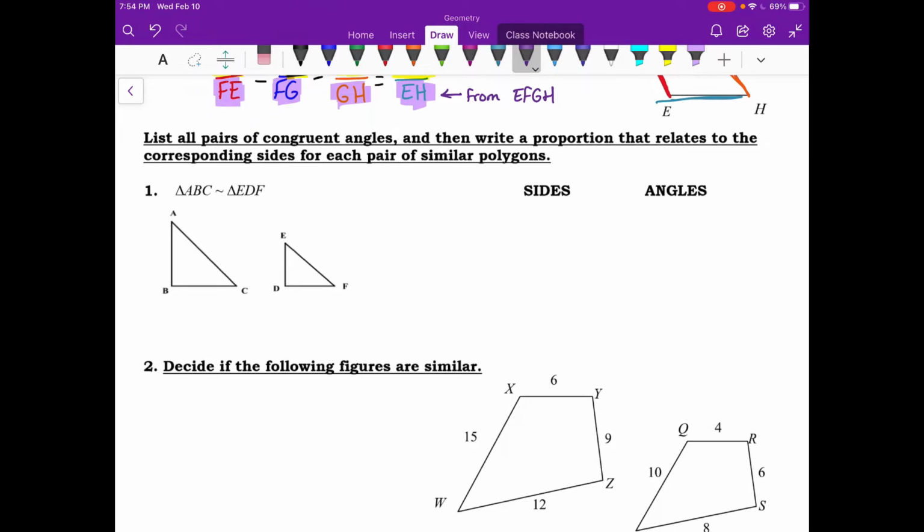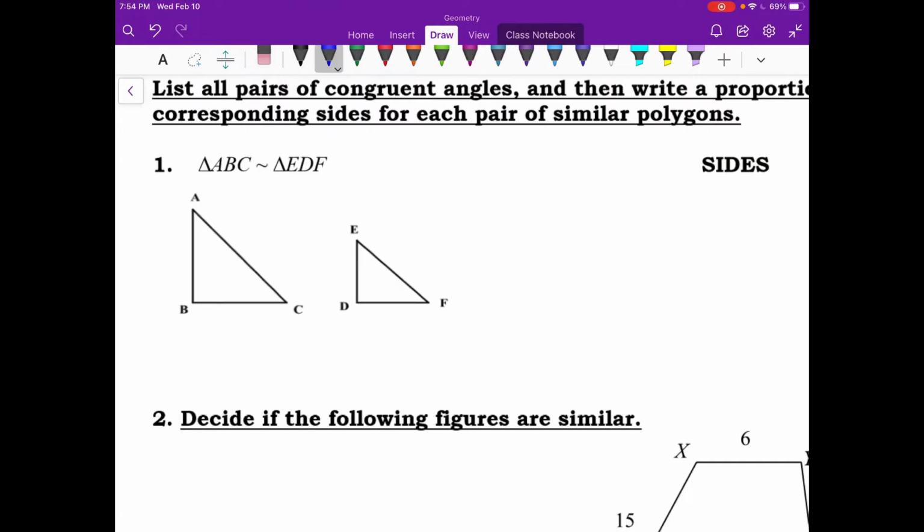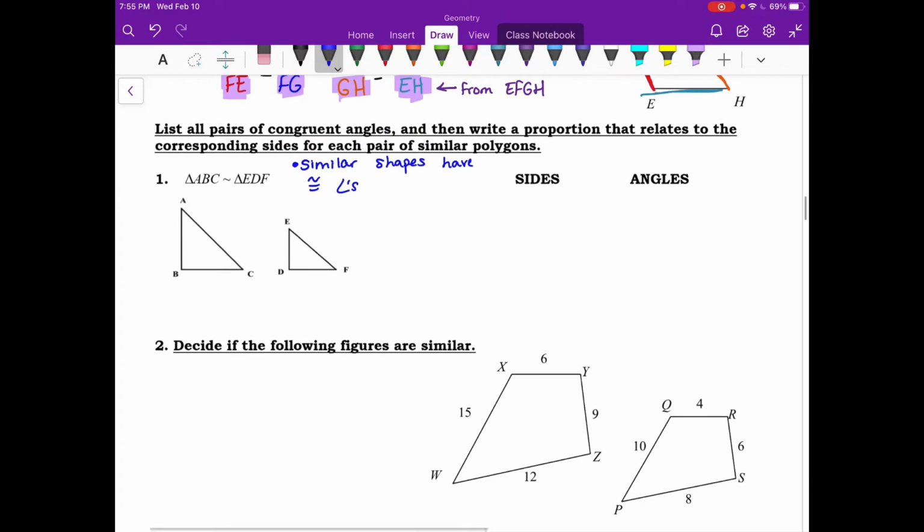First example, I'm going to list all of the pairs of congruent angles. Since these shapes are similar, their angles are congruent. So I'm going to write that up here. Similar shapes have congruent angles. Yay! So I'm going to start out by listing all my congruent angles.